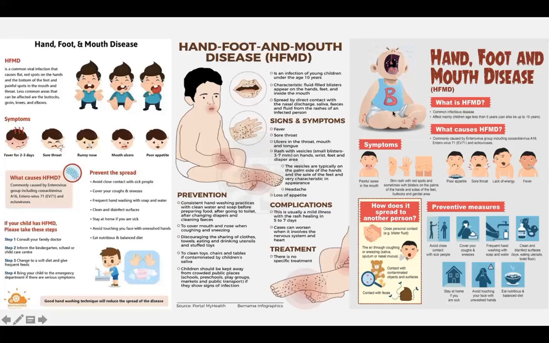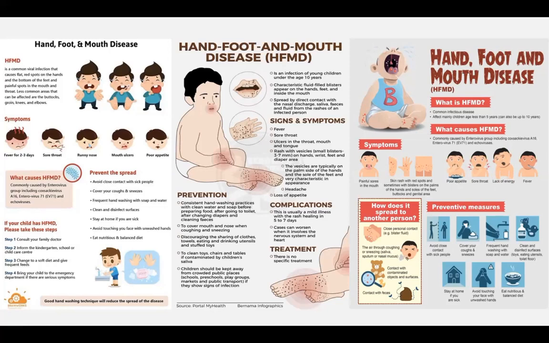Okay, this is another presentation of hand, foot, mouth disease, a common viral infection, usually under the age of 10, characterized by fluid-filled, means vesicular, blisters, and they appear on hand, feet, and inside the mouth. Spread by direct contact with the nasal discharge, saliva, feces, and fluid from the rashes on the infected person. Signs and symptoms: fever, sore throat, ulcers in the throat, mouth, and tongue, lesions on the hand, rash with vesicles, small blisters 3 to 7 millimeter on hands, wrist, feet, and diaper area.